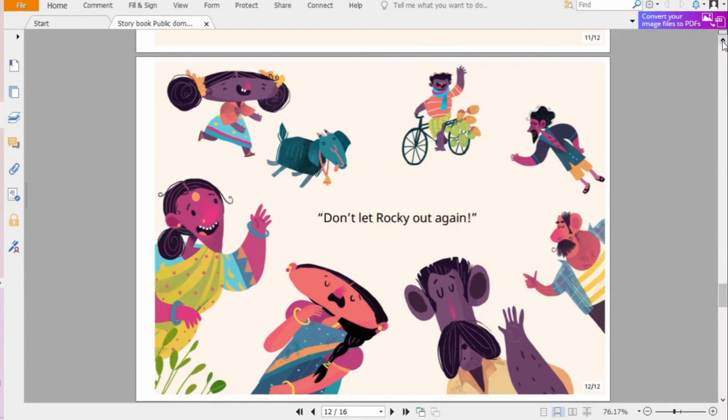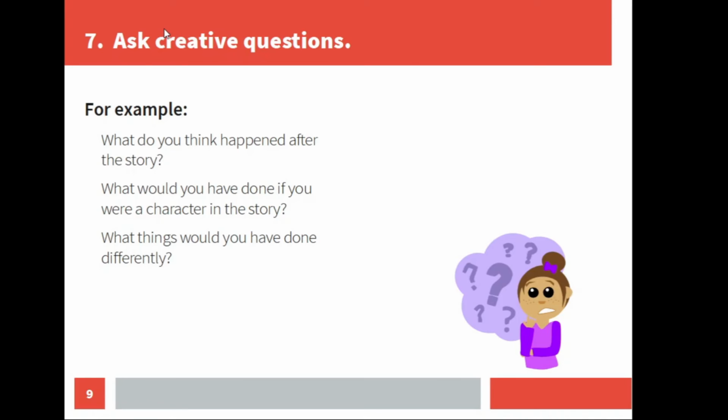Another example of a creative question is, they say they mustn't let Rocky out again. What do you think? Is that fair? What plans would you make if you were Rocky to get out? What do you think? If it's not fair to never let Rocky out again, what can they do to give him some freedom? These are then the 7 steps you can follow to read a story from scratch for the kid.